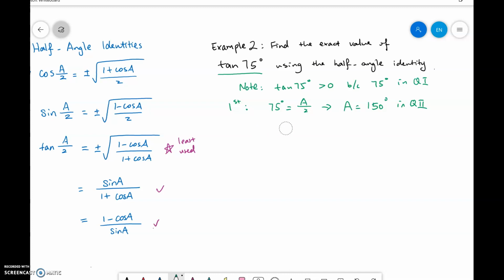By the way, a equal to 150 is in quadrant 2 with a reference angle of 30. Okay, so sine of 150 will equal sine of 30, positive, which is 1/2. Cosine of 150 will equal negative cosine of 30, because in quadrant 2 cosine is negative, so negative square root 3 over 2.